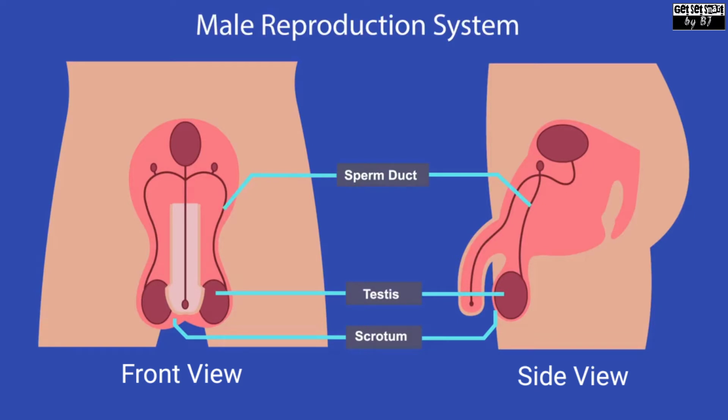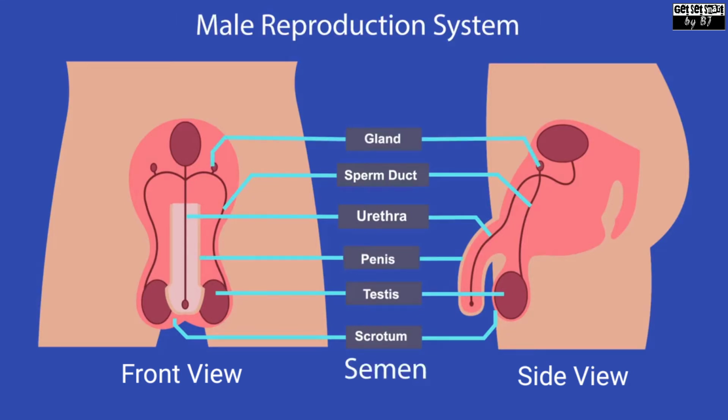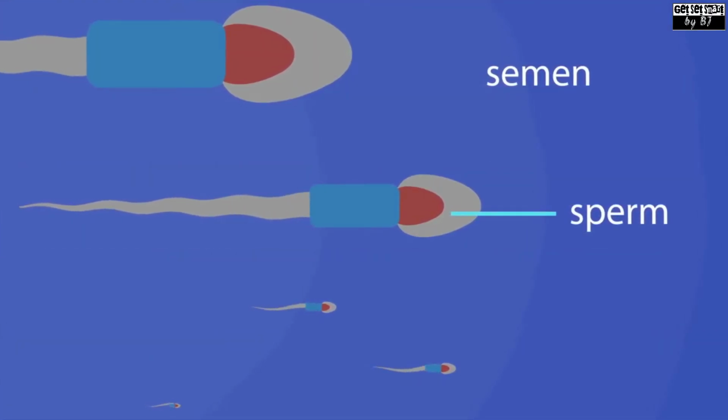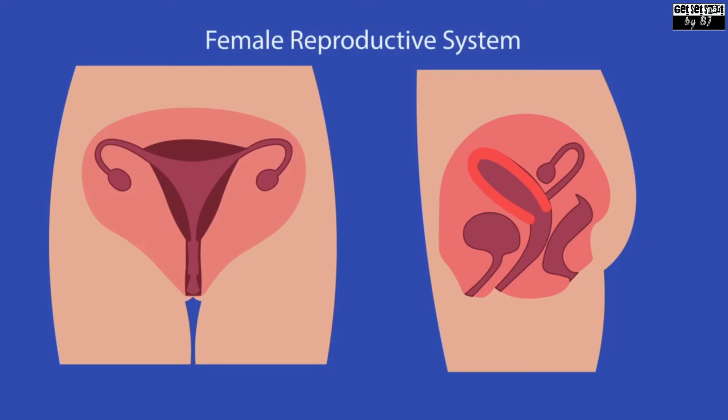Sperm ducts carry sperm from the testis to the urethra, which is a tube running down inside the penis. The sperm is mixed with secretions from glands to produce a liquid called semen. Semen helps to carry the sperm into the female reproductive system.